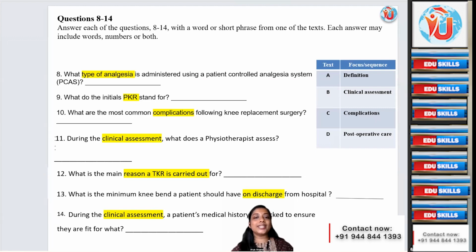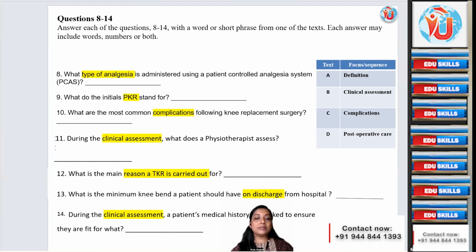Now, 11th question. During the clinical assessment, what does a physiotherapist assess? From which text and what is the answer? Very quickly, you have to find out the answer, write it, and move on. Okay. 12th question. What is the main reason a TKR is carried out? From which text, and write the answer. Fine, we are moving to the next question.